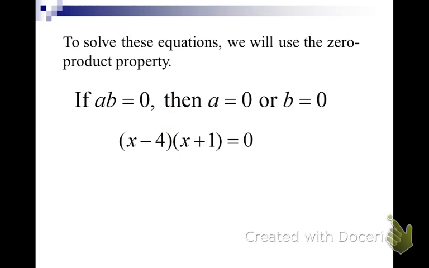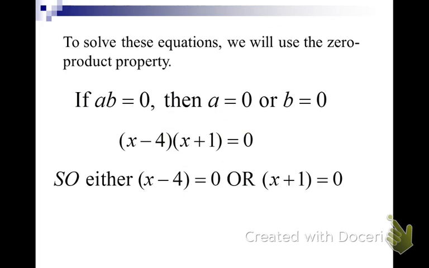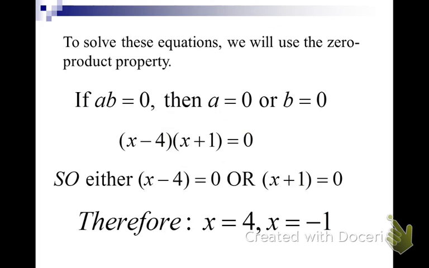Okay, so here's another example. Here we have x minus 4 times x plus 1 equals 0. And our zero product rule means that if x minus 4 is equal to 0, that makes the equation true. Or if x plus 1 is equal to 0, that makes the equation true. So when we plug in a 4 for x, we have 4 minus 4 equals 0. So 4 is a solution. When we plug in -1 for x, -1 plus 1 equals 0, and that's a solution.